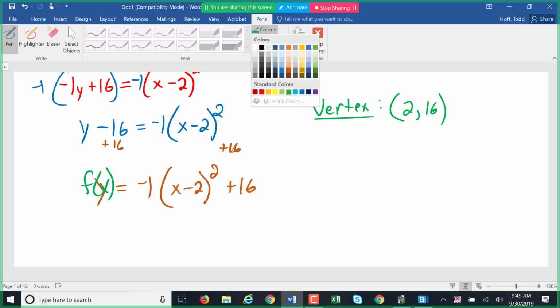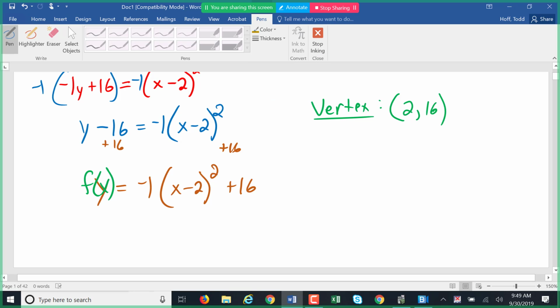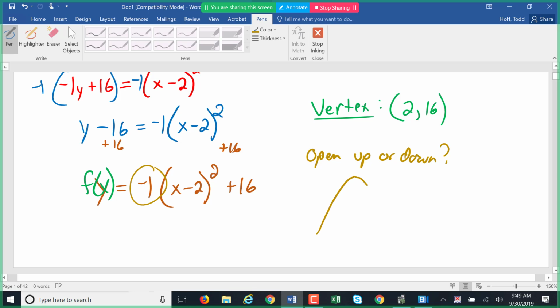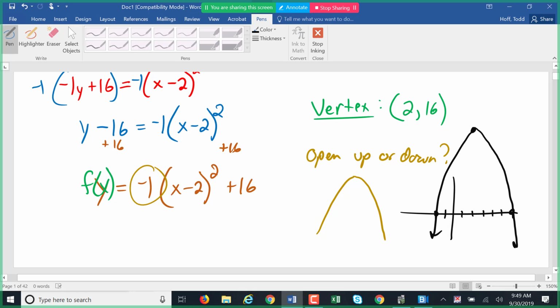Now there's one other piece of information in here that I didn't ask for, and that was, does this open up or down? Perfect. -1 means it opens down. So that's telling us that on our graph, we had roots at -2, +6. We have a vertex at 2, 16, and we open down. So it looks something like that.